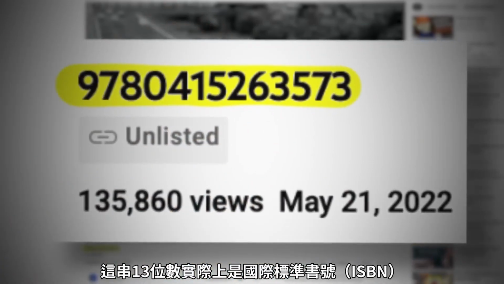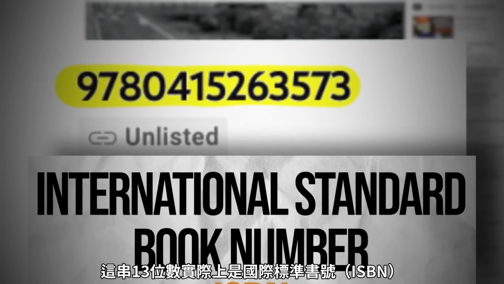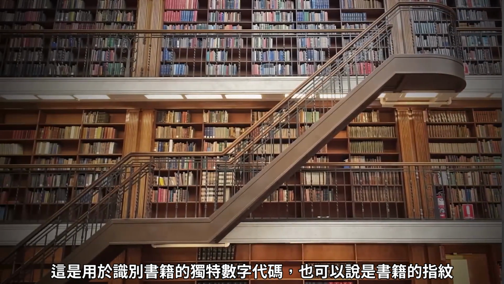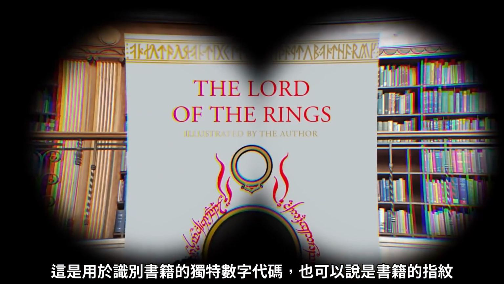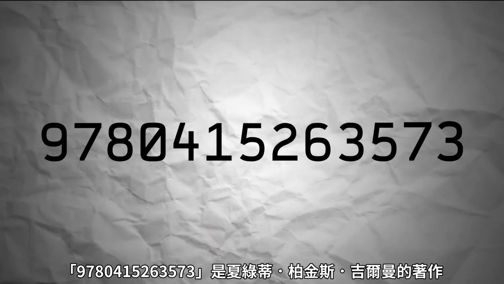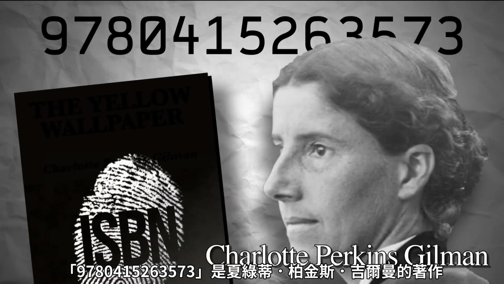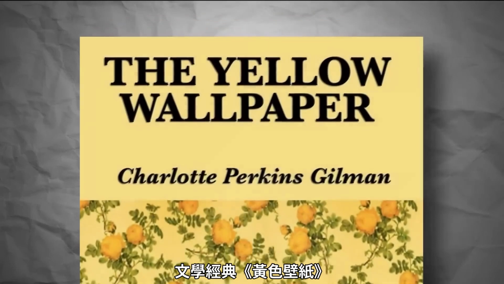That series of 13 numbers is actually an International Standard Book Number, an ISBN. These are unique numeric codes used to identify books, kind of like a fingerprint for a book, and 978-0415-263-573 is linked to a book written by Charlotte Perkins Gilman, the literary classic, The Yellow Wallpaper.